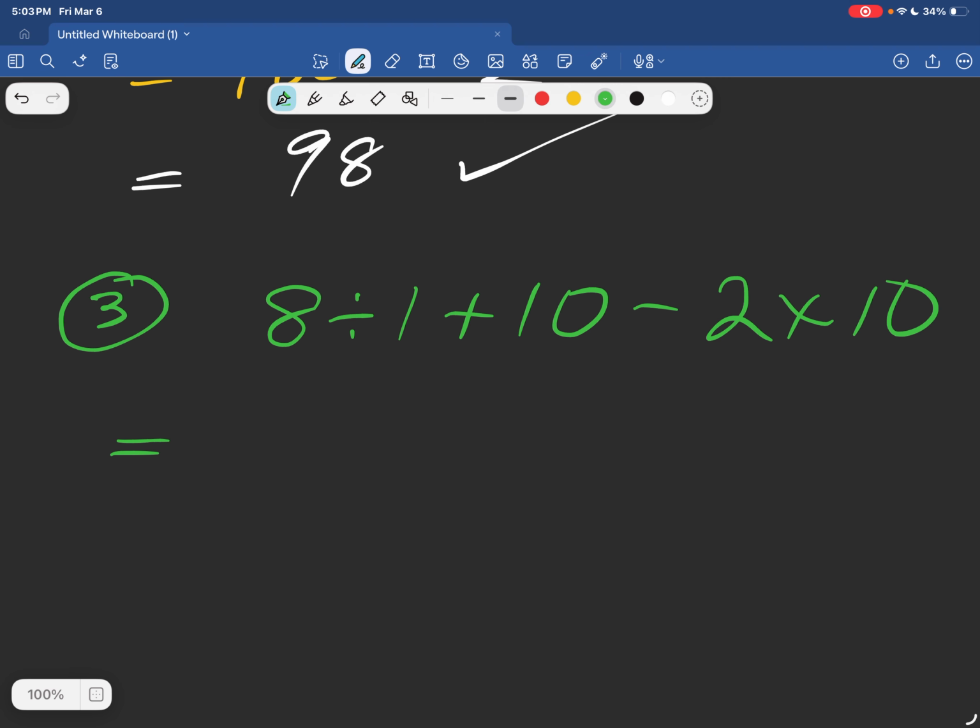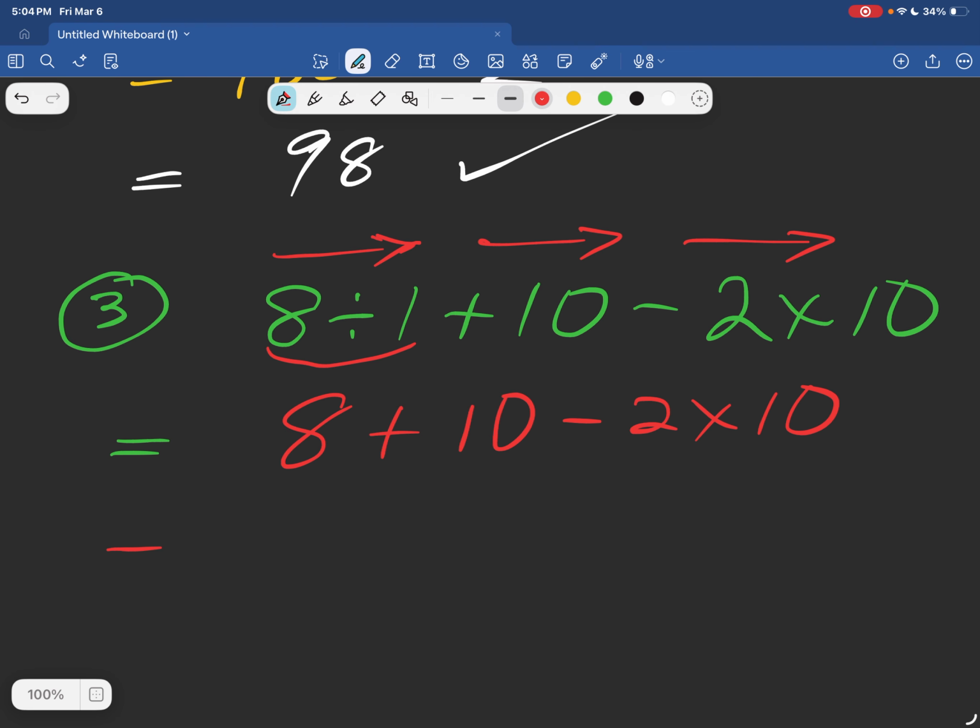Once again, we scan through the problem from left to right, examining the problem to see if there's any parentheses. There's none. Look to see if there's any exponent. None. Look to see if there's any multiplication or division, because they have the same priority. And we see one right here. So we have to do that first. 8 divided by 1 gives 8. Then we put everything else down. Plus 10 minus 2 times 10.